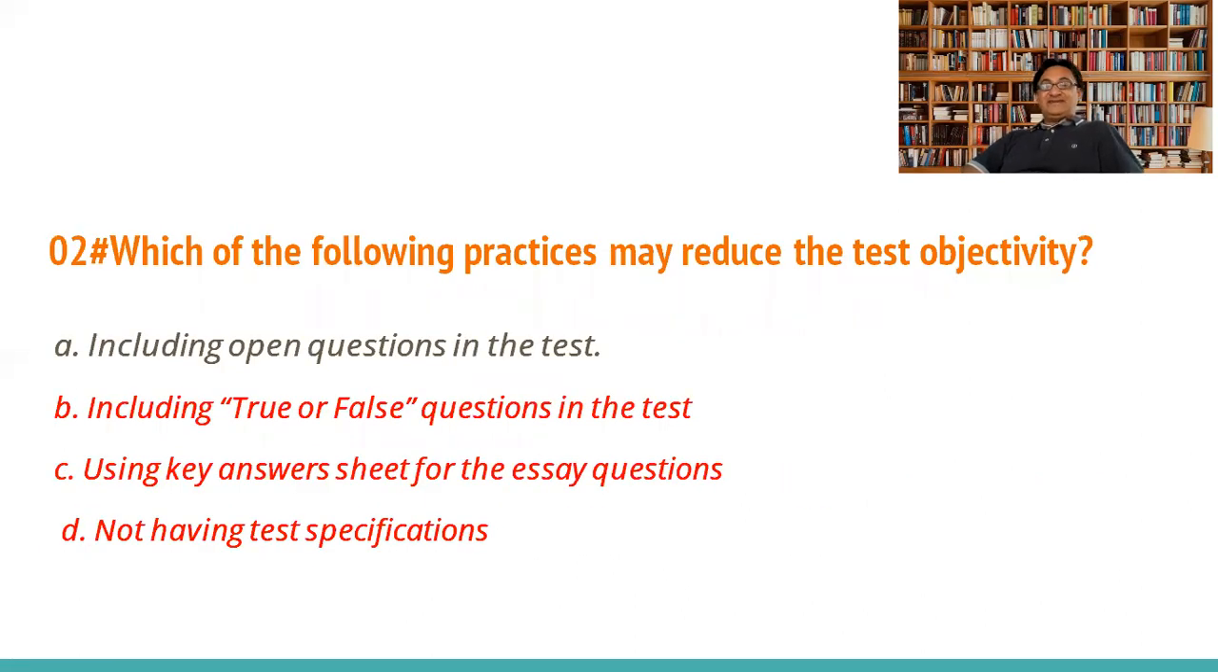Which of the following practices may reduce the test objectivity? First, we need to understand what objectivity is. There are two criteria: objectivity and subjectivity. Objective means questions which have no explanation, like true or false, multiple choice, or having options. However, subjectivity covers the open questions and the explanatory questions. Another meaning of objectivity here is a biased decision, a biased judgment.